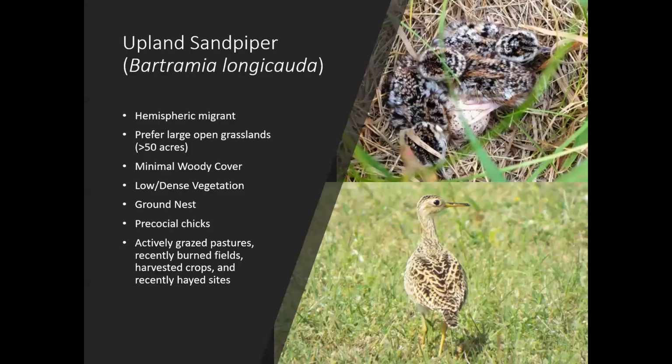While they look like a shorebird, these guys apply those physical traits to pick invertebrates out of short and dense vegetation. They'll eat some seeds, but primarily they're looking for soil invertebrates. They strongly select against woody cover. That means they're typically found in large open grasslands, far away from anything that resembles a raptor perch. And they're going to be attracted to things like recently burned fields or hayed patches of grassland, because these areas are a little easier to forage.